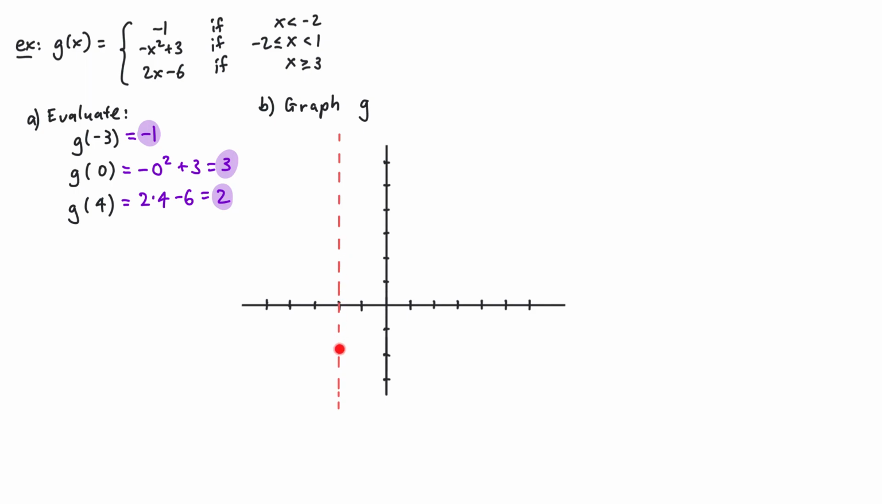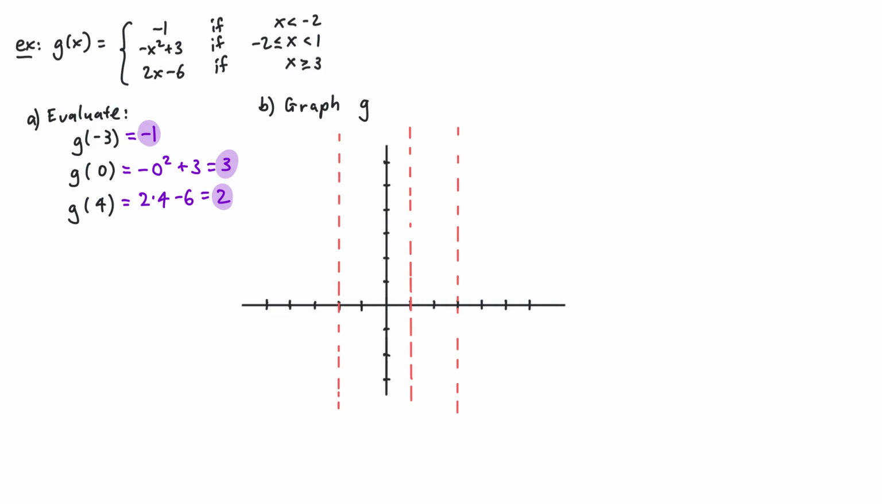We already have a dotted line on this left boundary at negative 2, so we also need a dotted line on the right boundary at 1. So for the x values between negative 2 and 1, our function will be behaving like negative x squared plus 3. Our third piece consists of x values that are greater than or equal to 3. So let's draw a dotted line at x equals 3. Now for these x values on the right of this dotted line, we know that our function will behave like 2x minus 6.